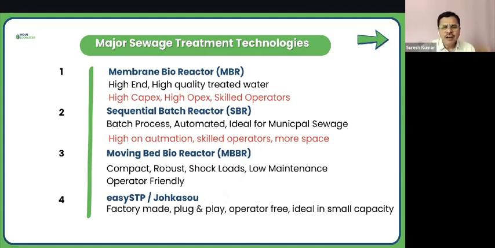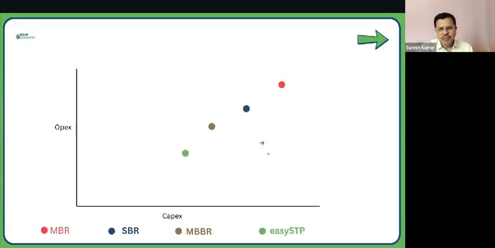This is ideal for smaller capacity. Up to 50 KL, you can go for easySTP with your eyes closed because it doesn't require any operator. And there is very little equipment. When there is very little equipment, it requires very little operation and maintenance also. All right. Now, what are the disadvantages with easySTP? The awareness level among customers or users is very low, and they are not available everywhere.